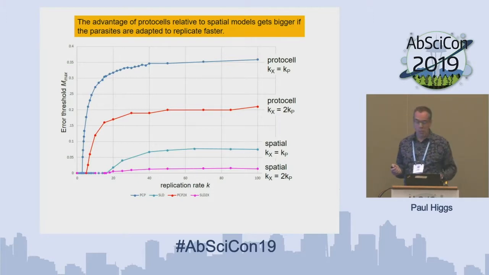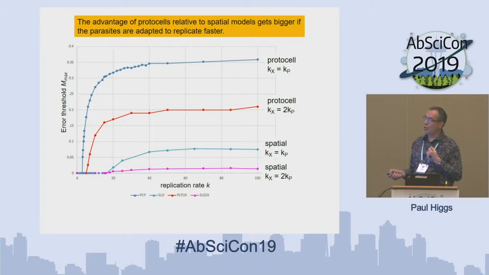So far I've been assuming that the rate of replication of the parasites was the same as the replication of the functional molecules. So the parasites were not adapted, they were just non-functional. Now I want to say, what if the parasites are adapted? They're adapted to be good templates, and they multiply faster than the functional molecules.